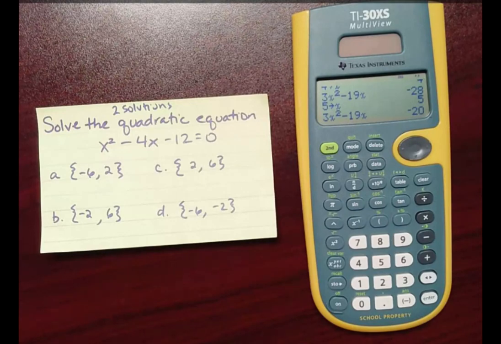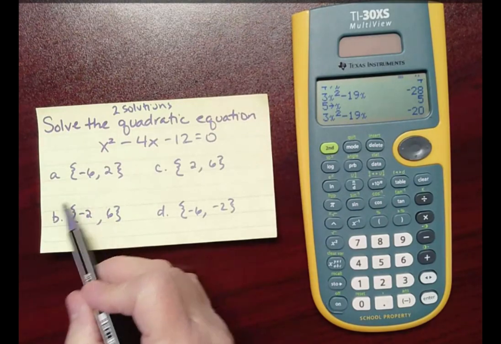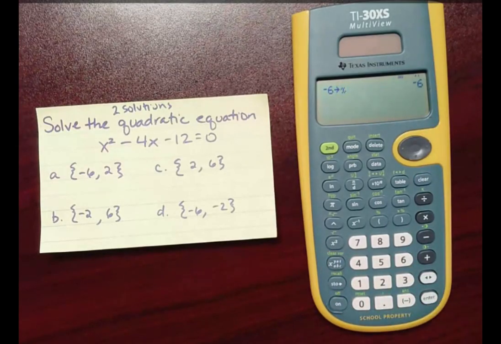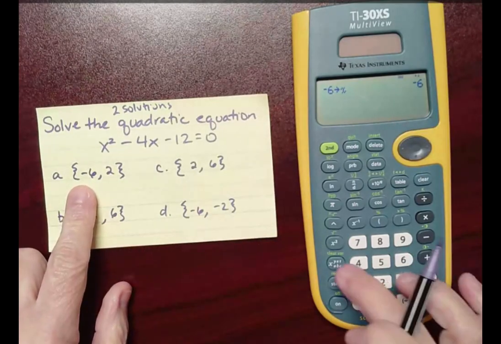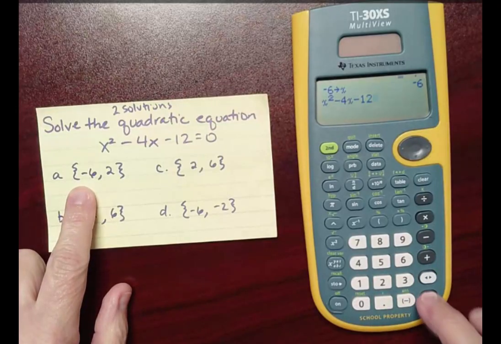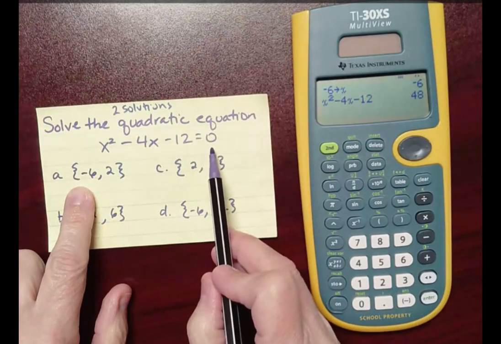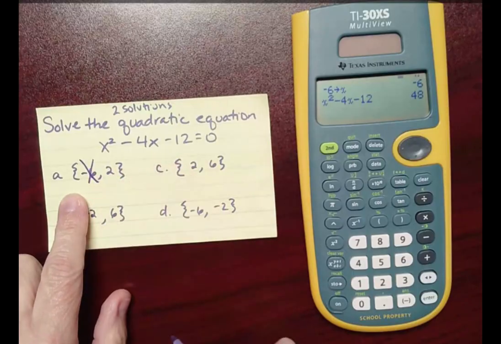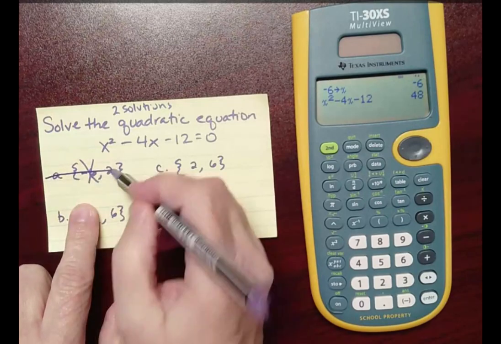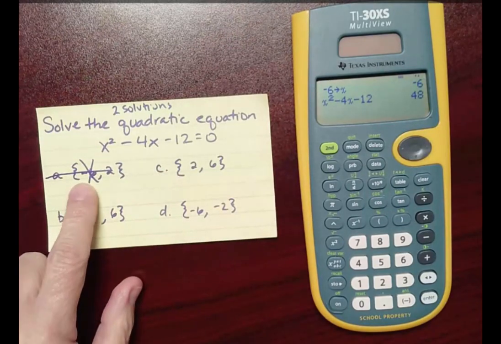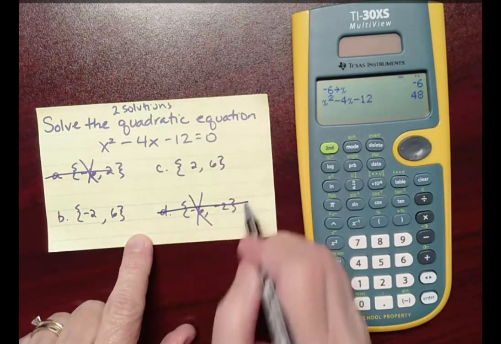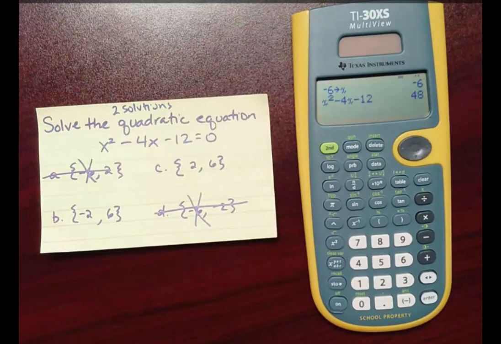So we're going to start with negative 6, the first answer on answer choice A, and we're going to store negative 6, store x, enter. We'll type in our equation, x squared minus 4x minus 12. We hit enter. I get 48. I have to get 0. So I know negative 6 doesn't work. I don't have to check the 2 right now because if negative 6 didn't work, answer choice A cannot be the option. And if negative 6 didn't work in answer choice A, it's not going to work over here in answer choice D either. So just by testing negative 6, we've eliminated 2 of our possibilities.